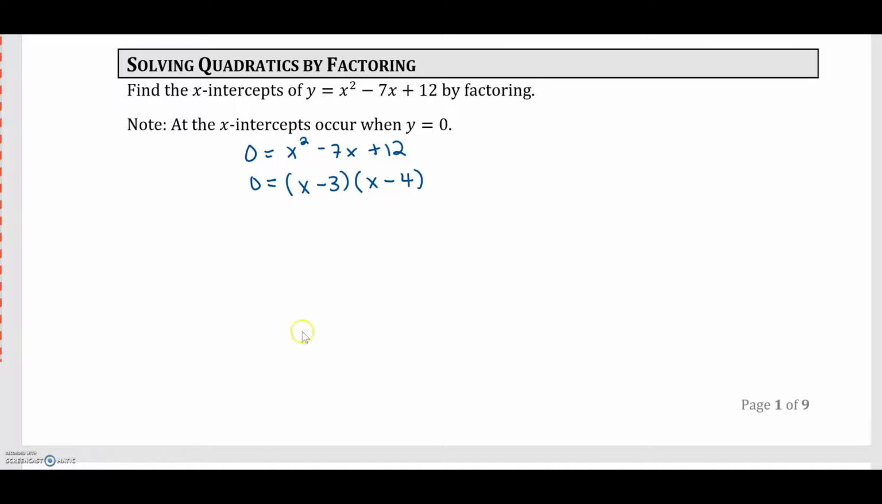Now we have the product of two numbers, so x minus 3 is one value and x minus 4 is another value, and the product of those two numbers can only equal 0 if one of the two values is equal to 0. Therefore, consider x minus 3. We know that that must either equal 0 or x minus 4 must equal 0. Solving this, we find that x is equal to 3 and x is equal to 4.